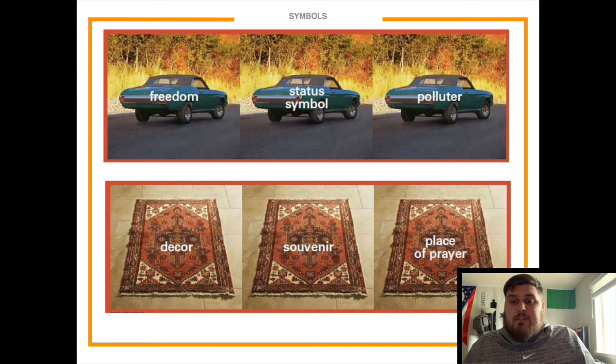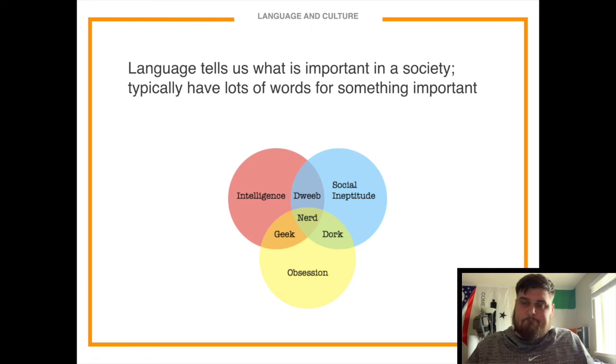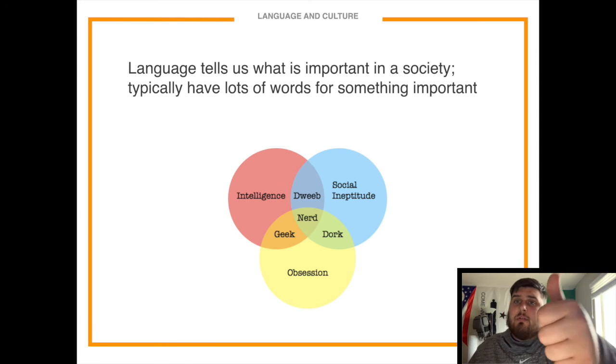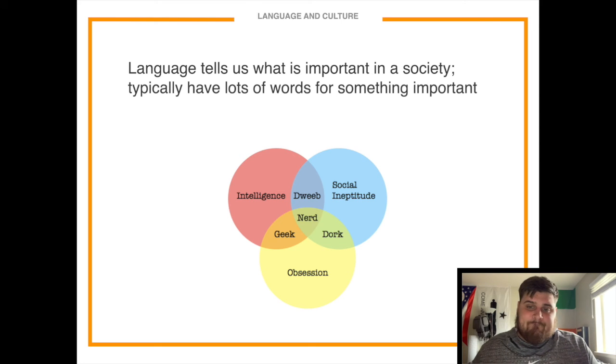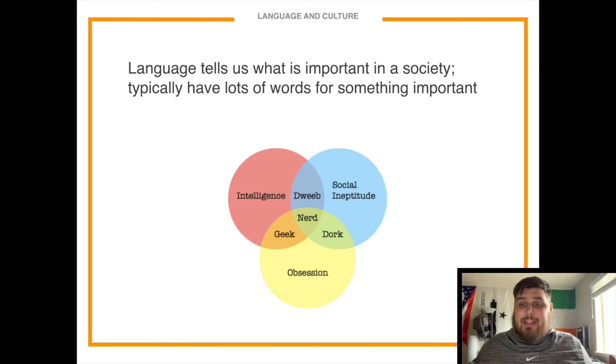Next slide. What can language tell us about a culture, and how does it shape our perception of reality? Language tells us what is important in a society. We typically have lots of words for something important. So for example, knowledge is power. We have numerous ways to say that someone's smart. They're intelligent, they're smart. But there's also negative ways to say it. They're a geek, they're a dweeb, they're a dork, they're a nerd. All these things, because they cross over being intelligent.